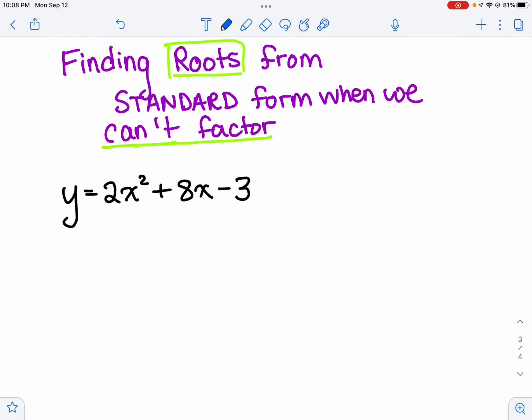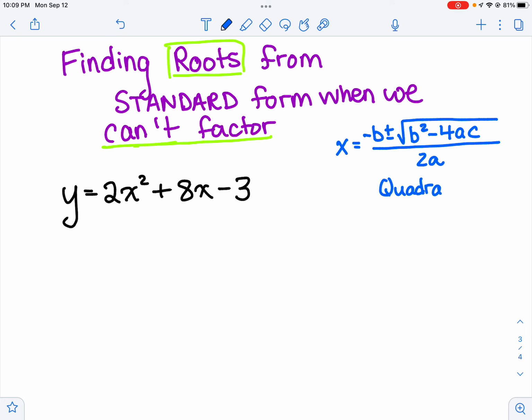So this formula right here: x equals negative b plus or minus the square root of b squared minus 4ac, and the whole thing is divided by 2a. This we call the quadratic formula, and this formula can be used to find the x-intercepts.